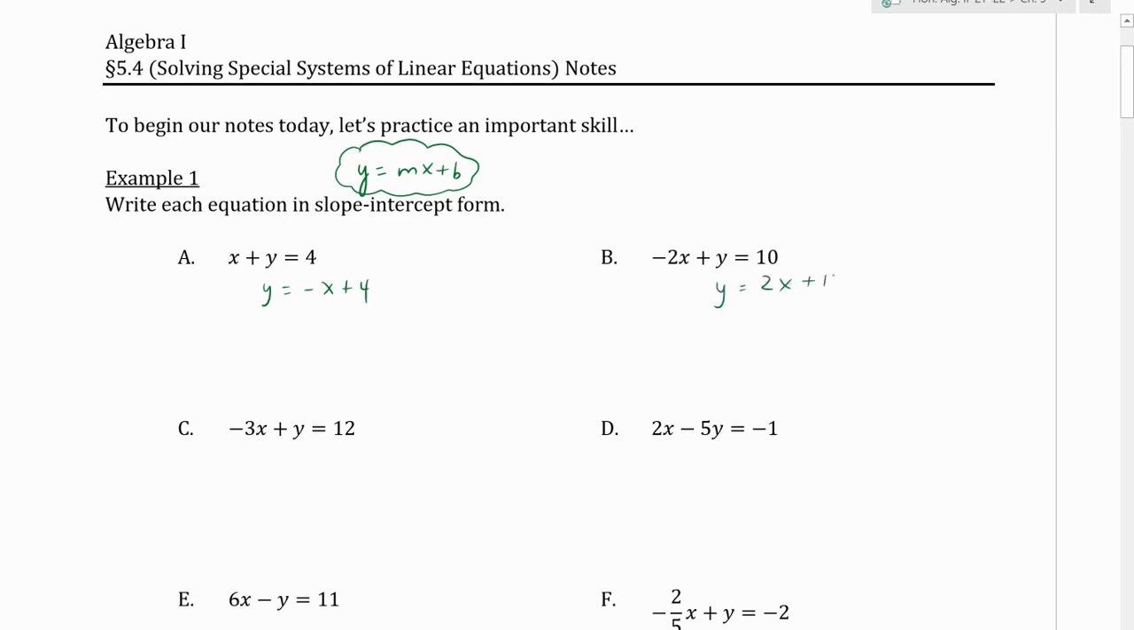Move the x over. Y equals 2x plus 10. Slope's 2, y-intercept's 10. Another easy one. Slope's 3, y-intercept's 12. All right, this one we got to do some work on. Yay! Those were pretty darn easy.